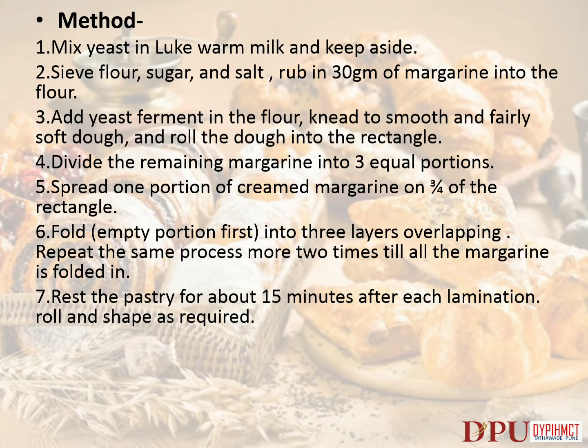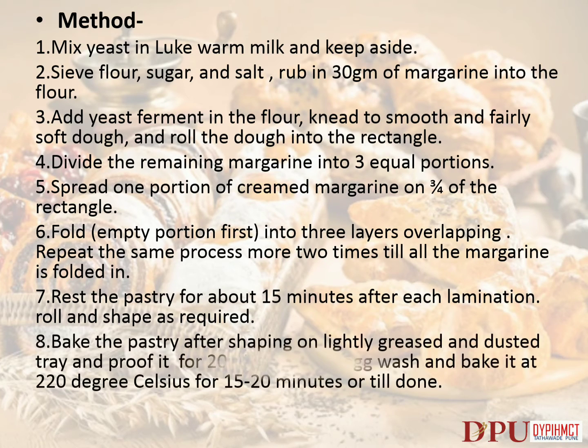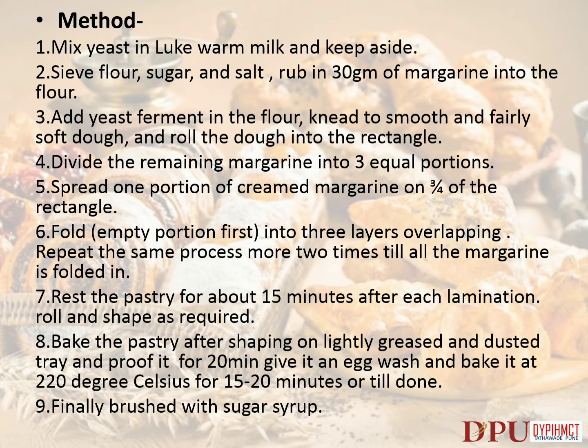7. Rest the pastry for about 15 minutes after each lamination. Roll and shape as required. 8. Place the pastry after shaping on a lightly greased and dusted tray and proof it for 20 minutes. Give it an egg wash and bake it at 220 degrees Celsius for 15 to 20 minutes or till done. 9. Finally, brush with sugar syrup.